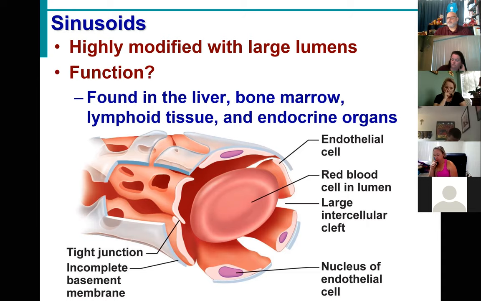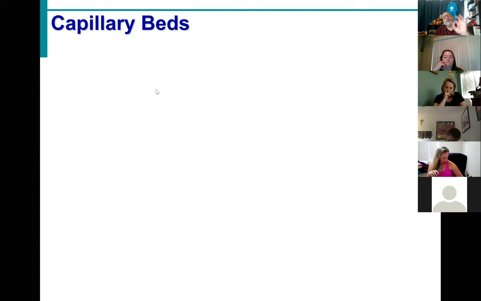All right. With that, we are done with our capillaries for the anatomy. Let me rephrase that. We're done with the microscopic anatomy of the capillaries. But there is a little bit more anatomy we need to talk about for our capillaries. Capillaries, from a gross anatomy standpoint, are arranged in a capillary bed.